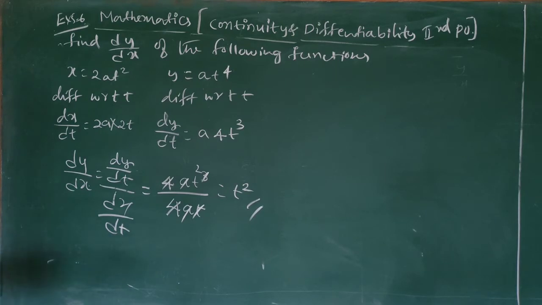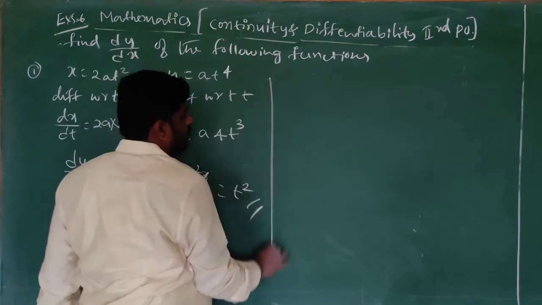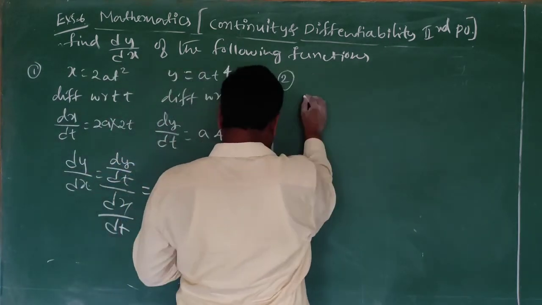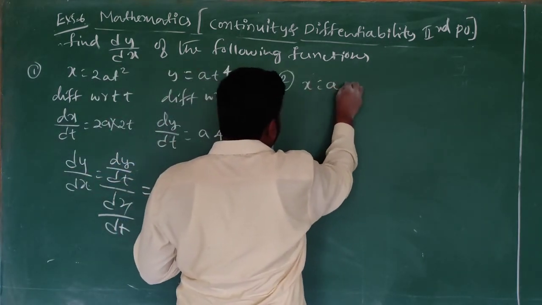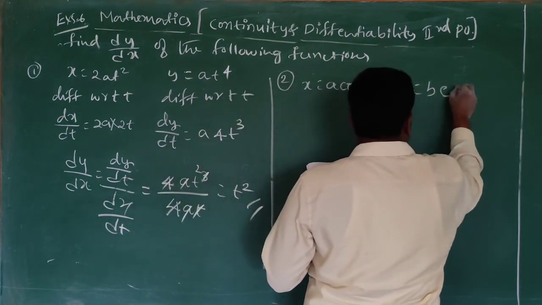Next question. This is the first question. Next question: x is equal to a cos theta, y is equal to b cos theta.